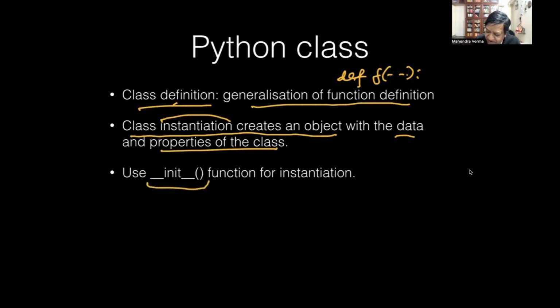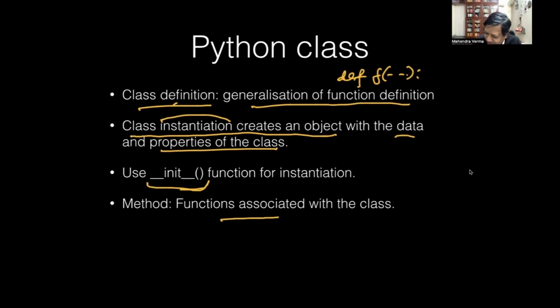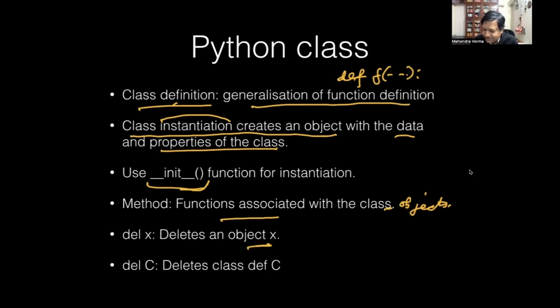In Python, the function is called the init function. This will create the instance inside the class. I'm going to illustrate it, but I'm describing some of these things beforehand. A method is a function associated with the class, or rather with the class objects. And you can delete an object, or you can also delete a class definition. Yes, you can delete a class definition.